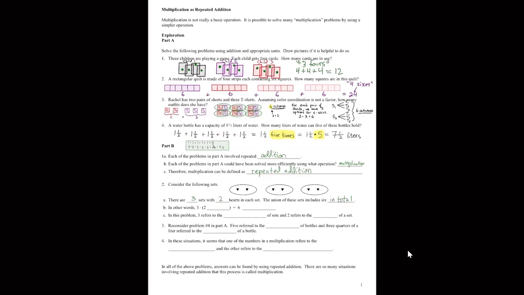In other words, 3 times 2 hearts will give a total of 6 hearts. All right. In this problem, 3 represents the number of sets. And 2 represents or refers to the, actually a little typo there, number within each set.